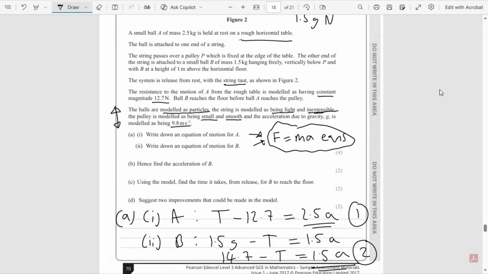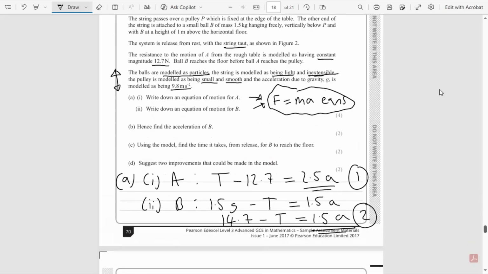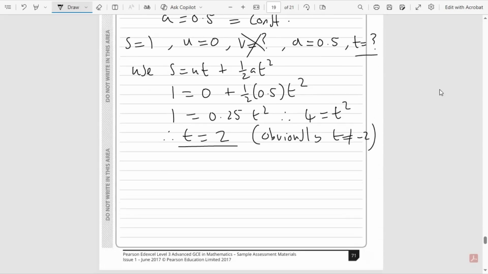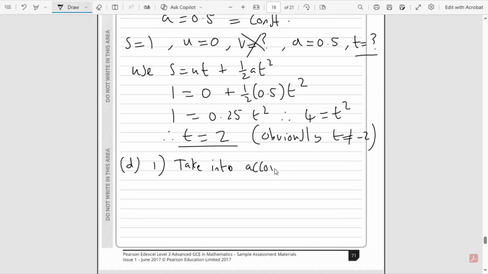So the first improvement, we could take into account the shape of the balls, because we're modeling the balls as particles, right? And we know they're not particles, they're balls. So what we can say as a first reason: take into account the true 3D shape of both balls. That's what we could say.